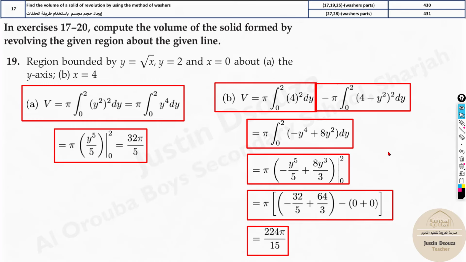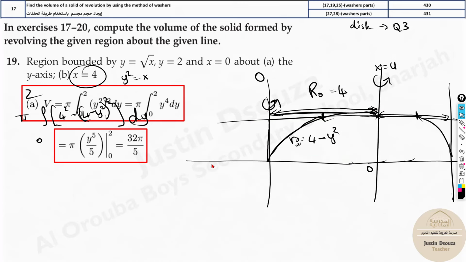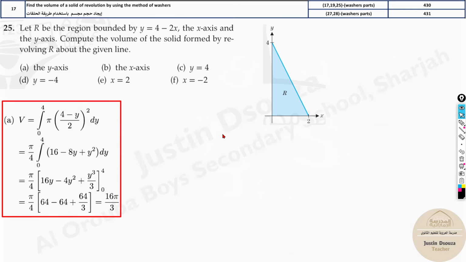Please make sure you draw a rough diagram. I'm not saying it for the marks or anything. It's for your own understanding, because if you don't draw this graph, it'll be very hard for you to understand the outer and the inner radius, and you just can't memorize it. It's very difficult, so please try to understand this. Now similarly, you can solve the other problems. Please do them by yourselves.